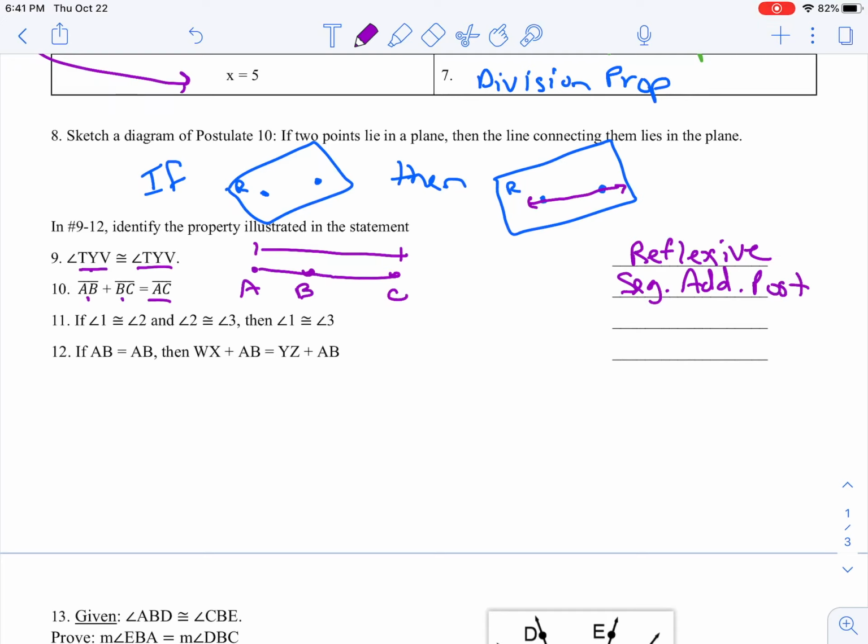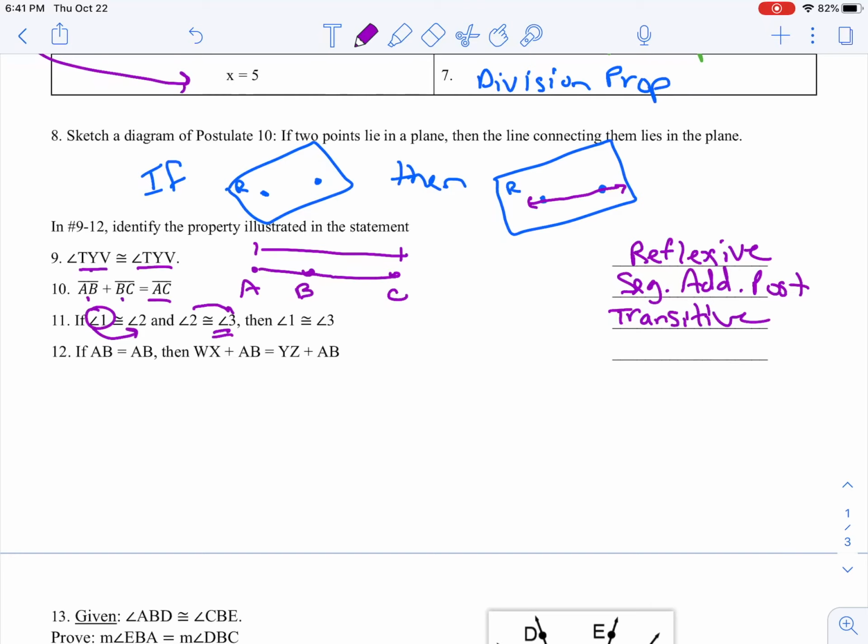Next question. If the measure of angle 1 is congruent to the measure of angle 2, and the measure of angle 2 is congruent to the measure of angle 3, then we have 1 is congruent to 3. That is our logic chain. That is transitive property.